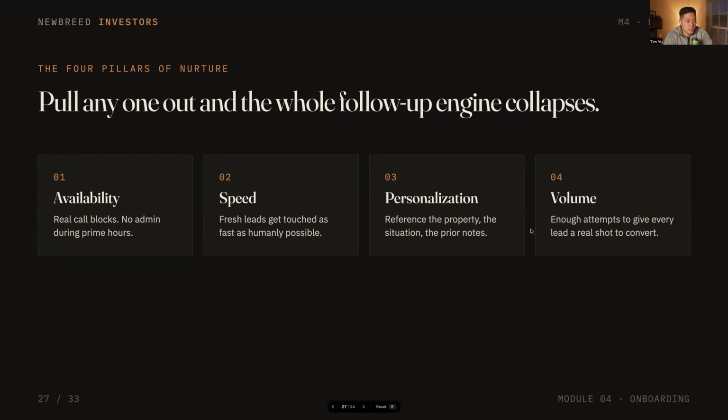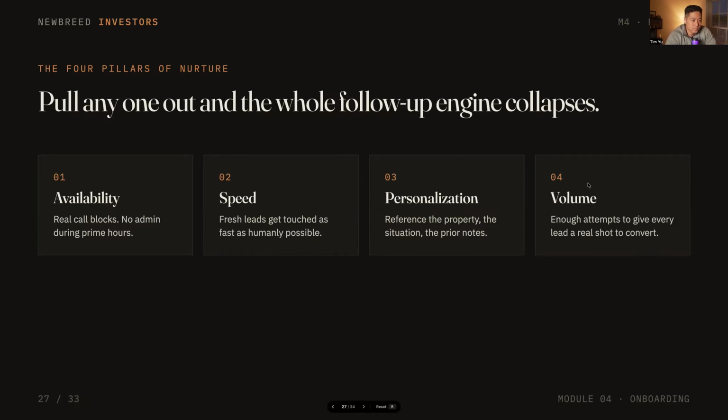Number three, personalization, right? Reference the property, the situation, and the prior notes. So every time you call someone, the lead manager must understand what's happening. They need to understand the address and the seller's name and what's going on. So they're not asking questions that the seller has already said. Nothing burns rapport more than asking repetitive questions that they've already answered.